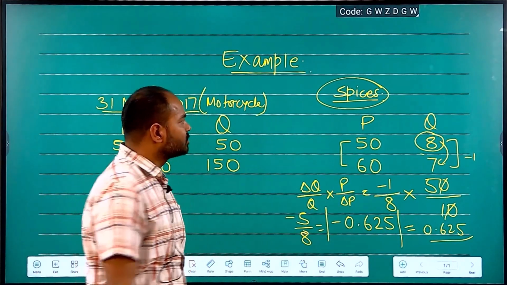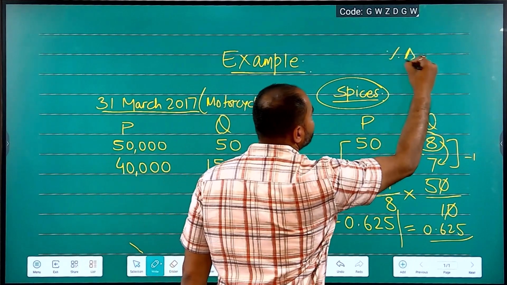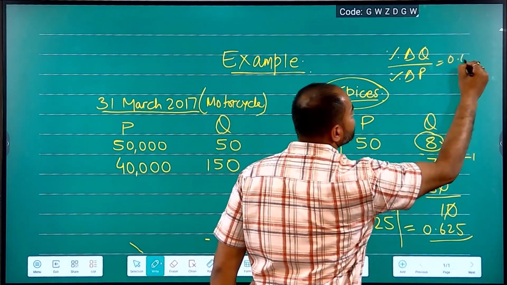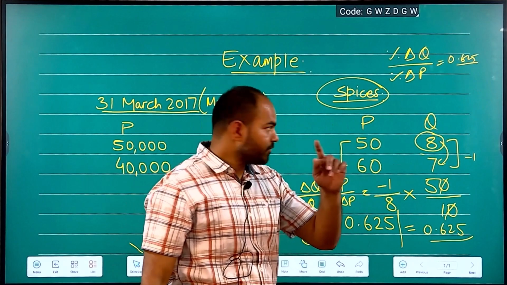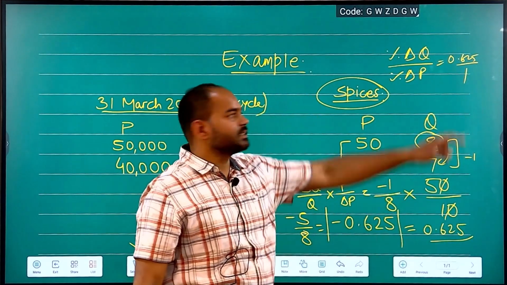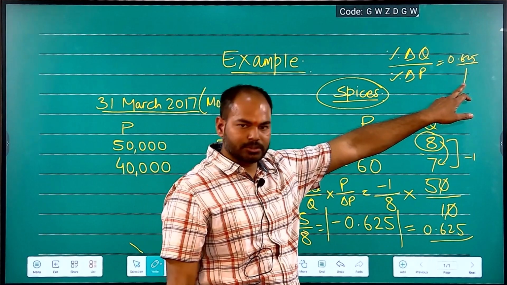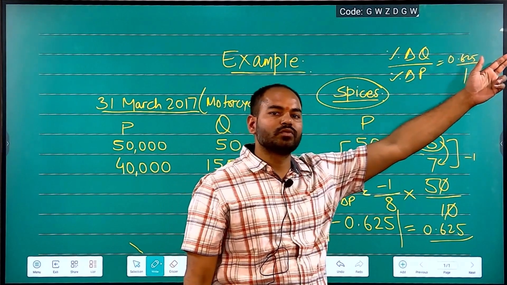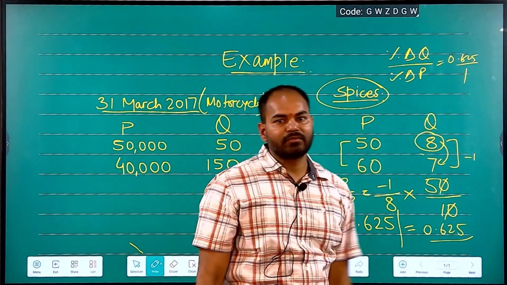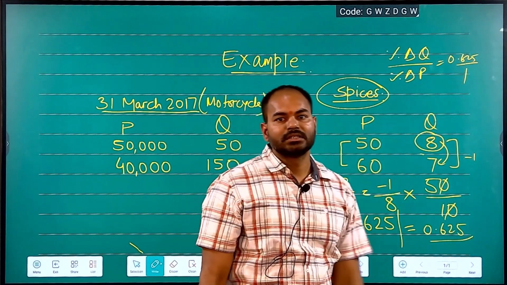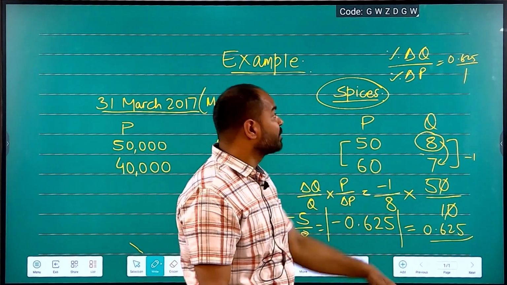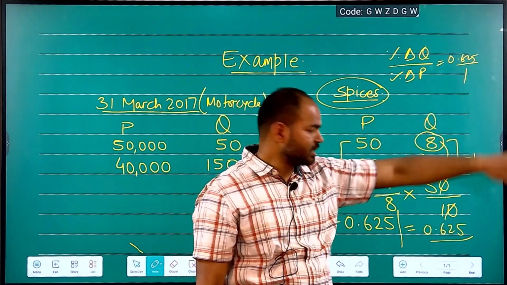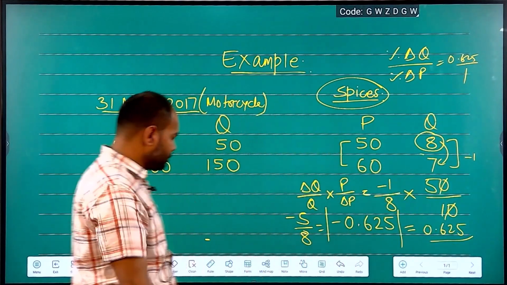This means that, let me write the term first. If the value comes 0.625, it means if there is a change in price by 1% of spices, it will lead to a change in demand by 0.625%. If the price increases by 1%, the demand will fall by 0.625%. If price decreases by 1%, demand will increase by 0.625%. That is the literal meaning and that is the interpretation of the numerical.